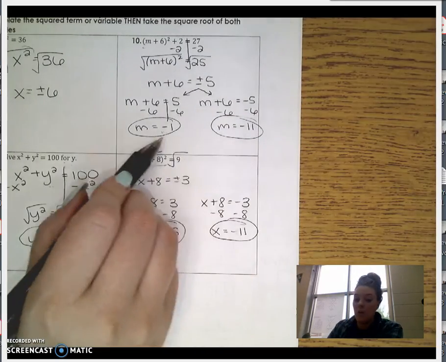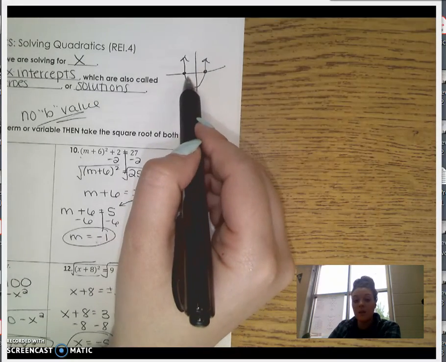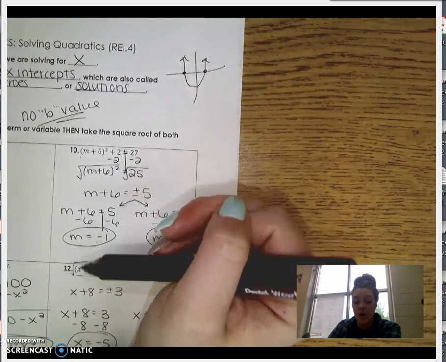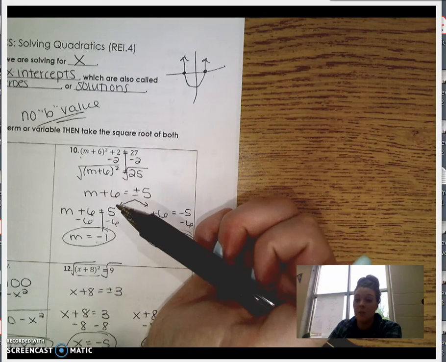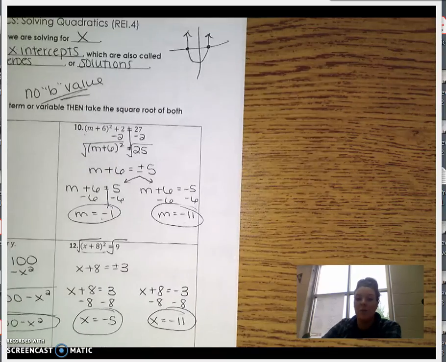Notice that you almost always have two solutions, and that's because, remember, you almost always have two x-intercepts when you graph a parabola. In the next video, we'll talk about factoring using the MDRK method and finding the greatest common factor. And then last, we'll talk about the quadratic formula.